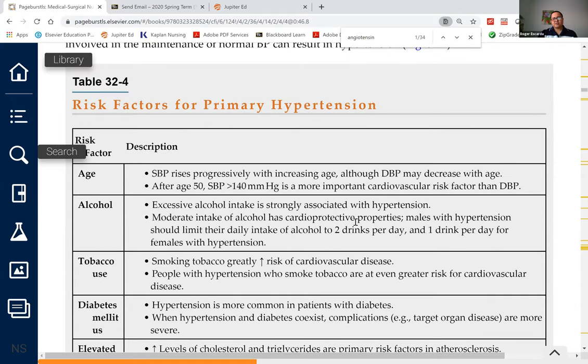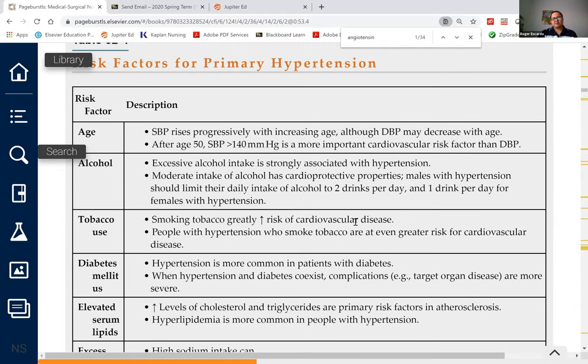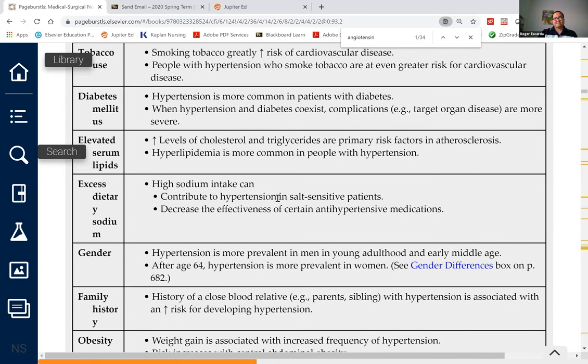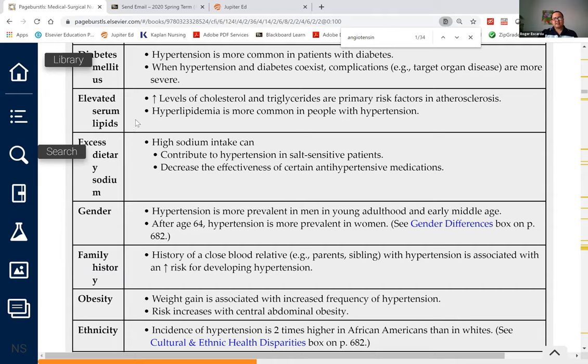Please read these on your own. We already discussed most of them, but you have explanations here on how exactly each of these risk factors leads to hypertension. Okay. As far as lipids, this will cause, of course, atherosclerosis. That will increase afterload.